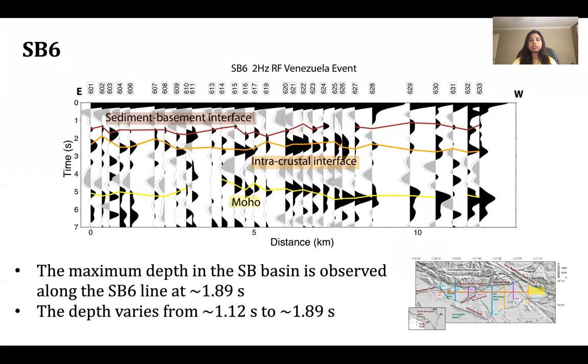SB6 is the easternmost line of SB Basin. The line is highlighted in the map at the bottom right corner of the slide. The east-west trending line is located between San Andreas and San Jacinto fault zones, but it has no known fault passing through the line. The maximum depth in the SB basin is observed along this line at 1.89 seconds near 5.3 kilometer profile distance along the line. The sediment basement does not show significant changes from east to west along SB6. The depth varies from 1.12 seconds to 1.89 seconds along the line.